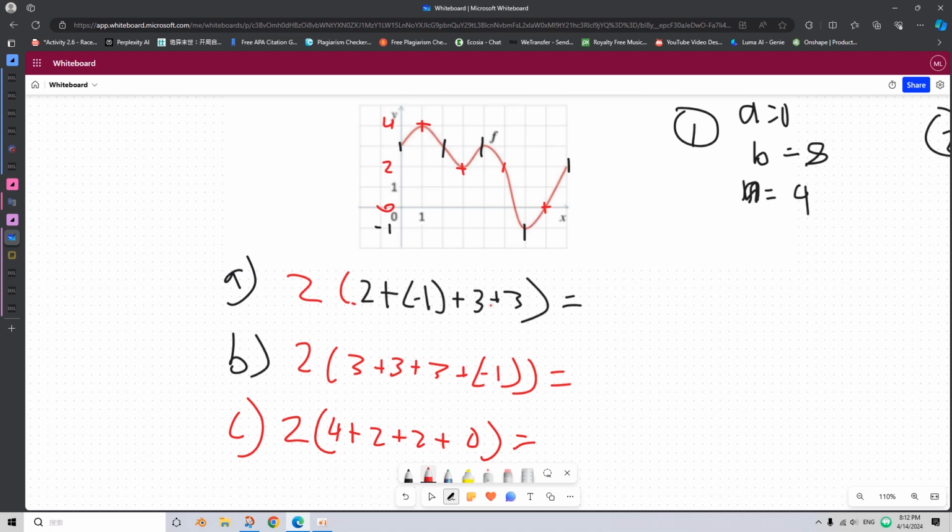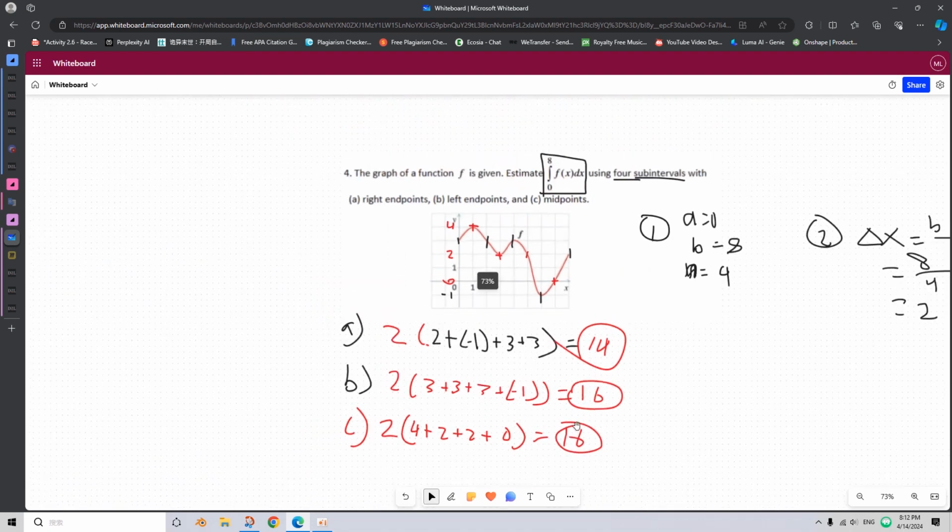So let me just calculate this. 3 plus 3 is 6. 6 plus 2 is 8. 8 minus 1 is 7. 7 times 2 is 14. So that's 14. Let me double check my work. 6. Okay, 7. So yeah, that's correct. So the first answer is 14. Second answer is 9 minus 1 is 8, times 2 is 16. 2 plus 2, 4, 8, times 2 is 16 again. So these are the answers.